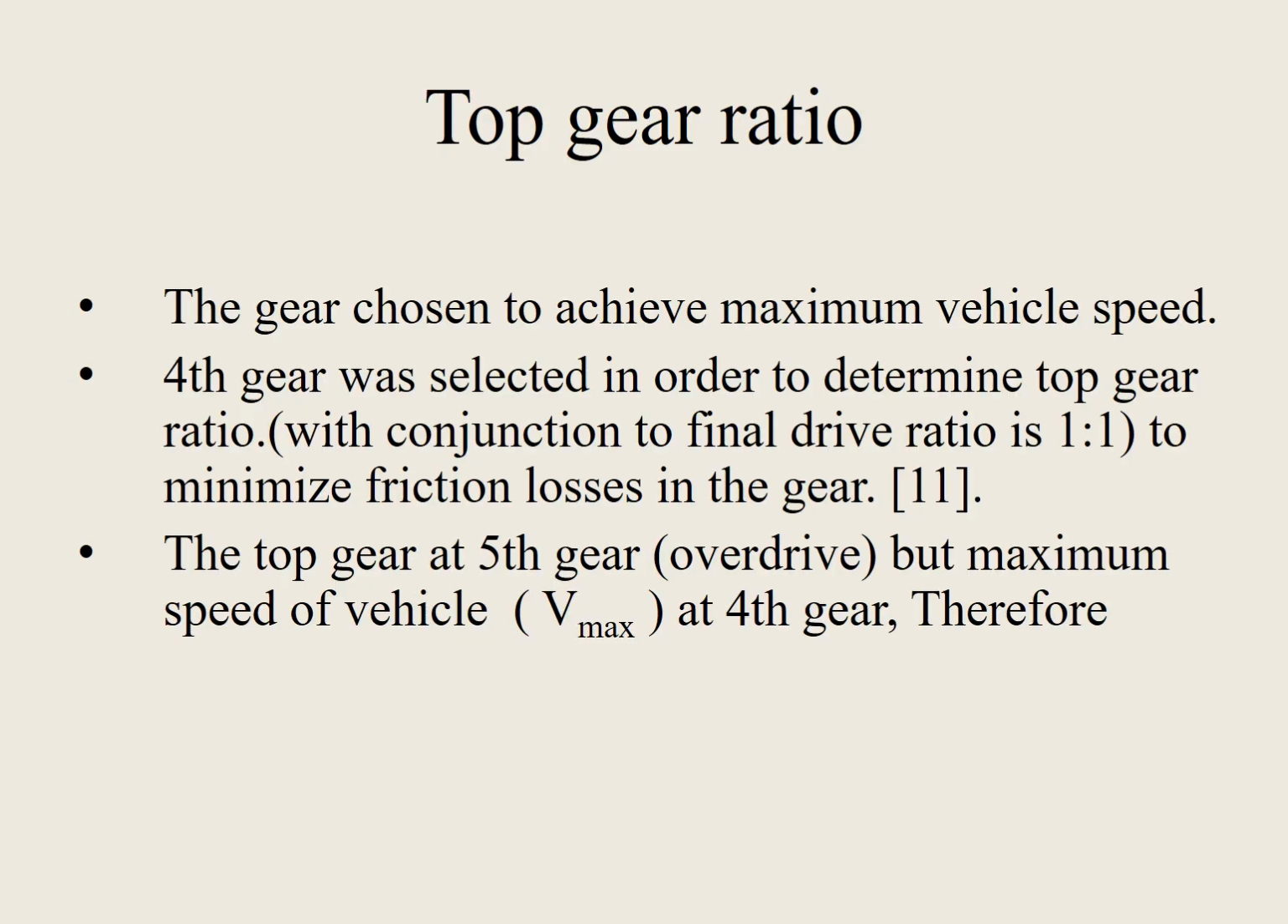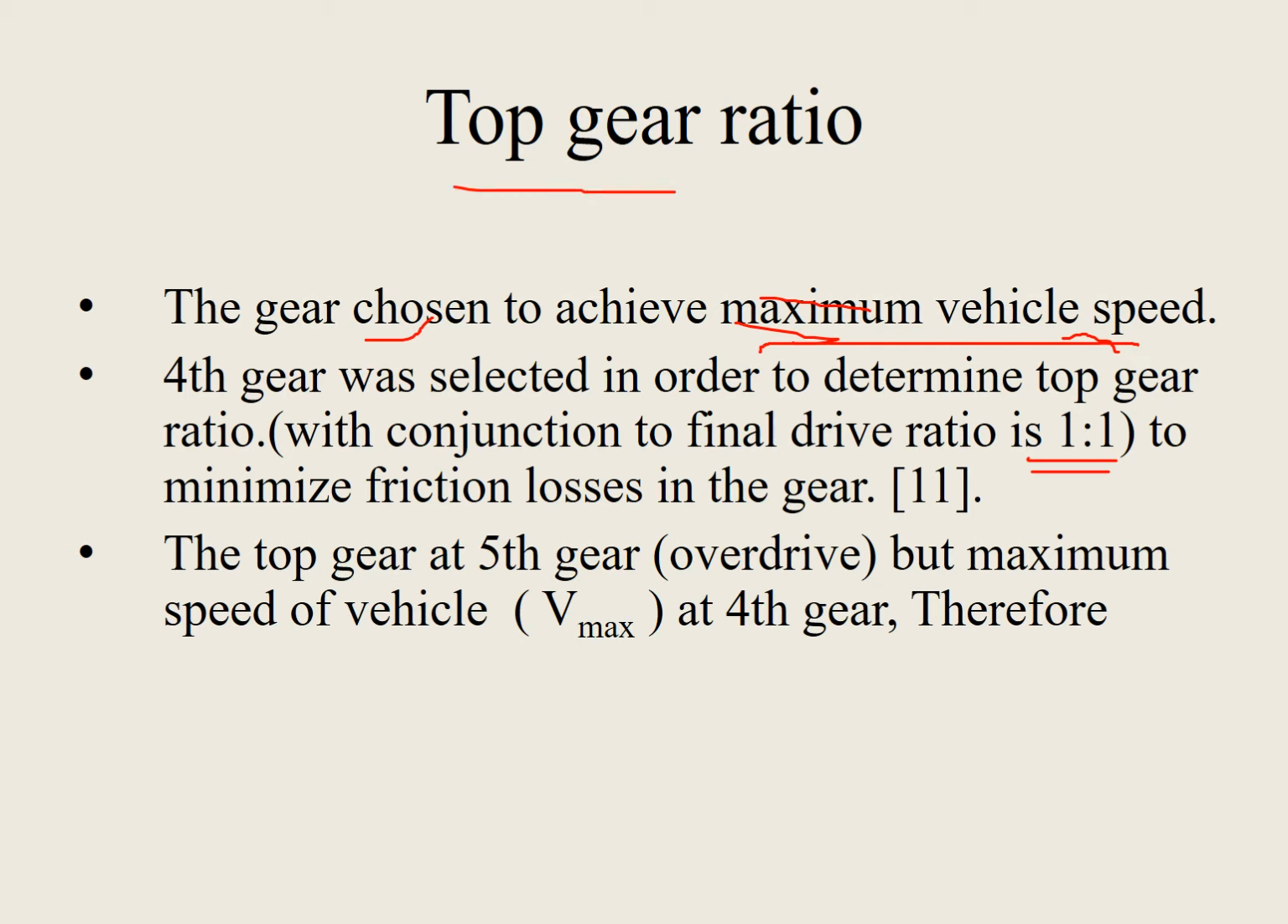Okay, let us continue about top gear ratio, the gear chosen to achieve maximum vehicle speed. This is called the top gear. The fourth gear was selected in order to determine top gear ratio, in conjunction with the final gear ratio of 1:1. So after this 1:1, to minimize the friction losses in the gear, we will use the top gear.